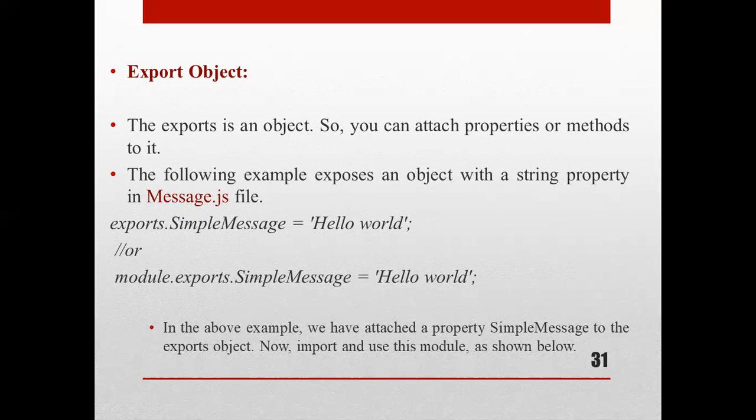Here you can see, either we can use exports or we can use module.exports. So exports.simpleMessage equals "hello world", or module.exports.simpleMessage equals "hello world". In this example we are going to attach a property simpleMessage to the exports object. Now we are going to import this and use it in our module.